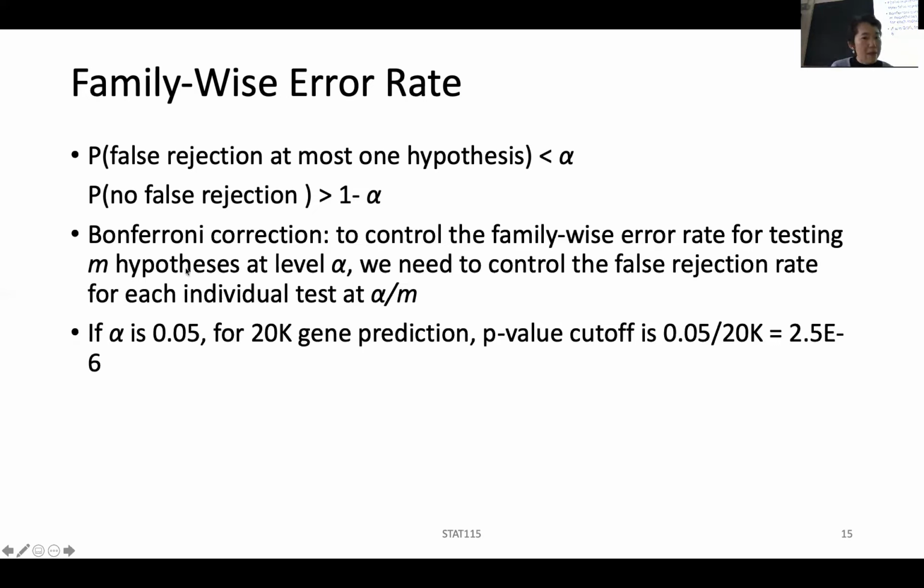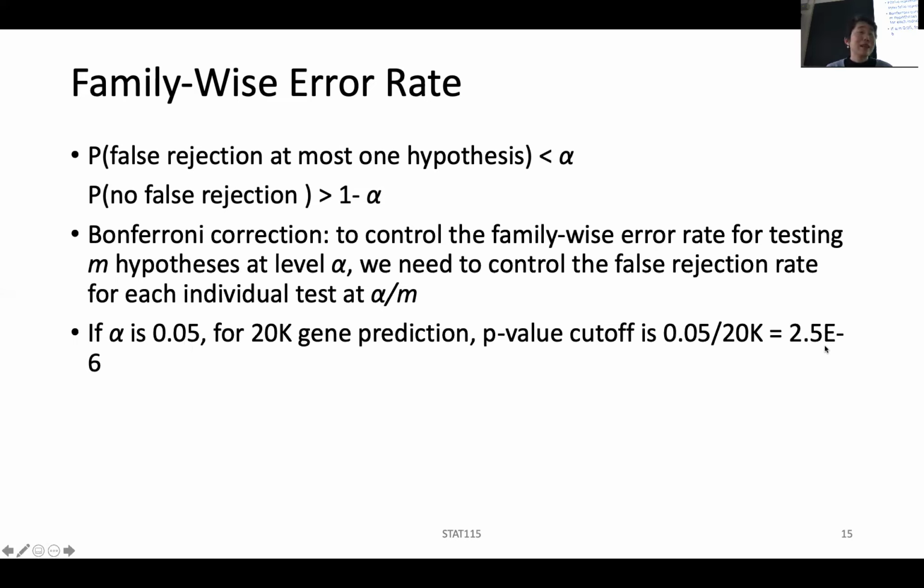If you have M hypotheses to test, and you want to control the final number of genes you call, I want not even a single gene to be wrongly called at this level of confidence, say 0.05, then for each individual gene, our p-value cutoff needs to be alpha divided by this M. So in an RNA-seq experiment, if the alpha is 0.05 and we have 20,000 genes to make the prediction, the p-value cutoff would be 0.05 divided by 20,000, which is a very small number.